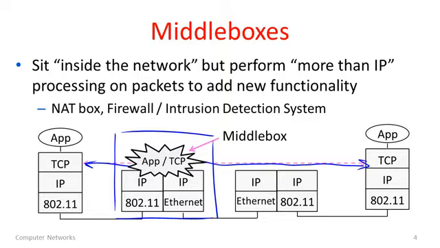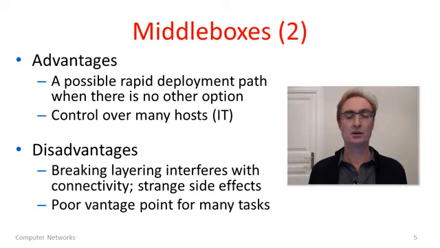The reason for middle boxes is that people use them to add new kinds of functionality. So a NAT box is one example, and we'll see exactly what a NAT box does in a short while. There are other middle boxes you might have come across too. A firewall is an example of one, and an intrusion detection system. So to understand more about why we have these middle box devices, let's talk about their advantages and disadvantages. They have some very strong advantages and very strong disadvantages, so they're quite controversial.